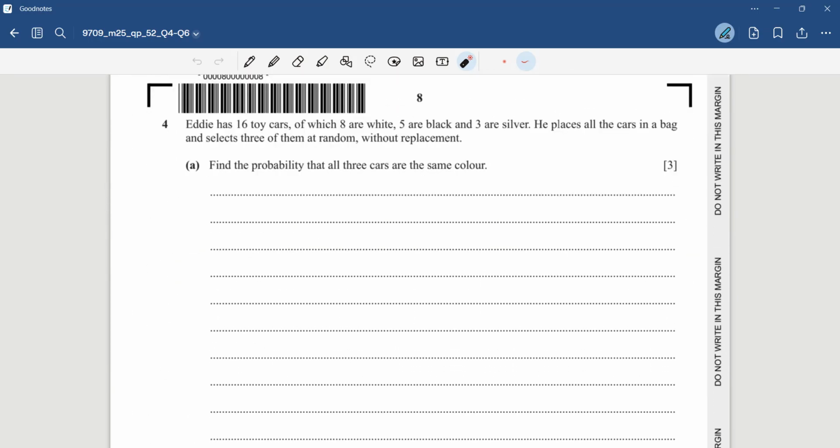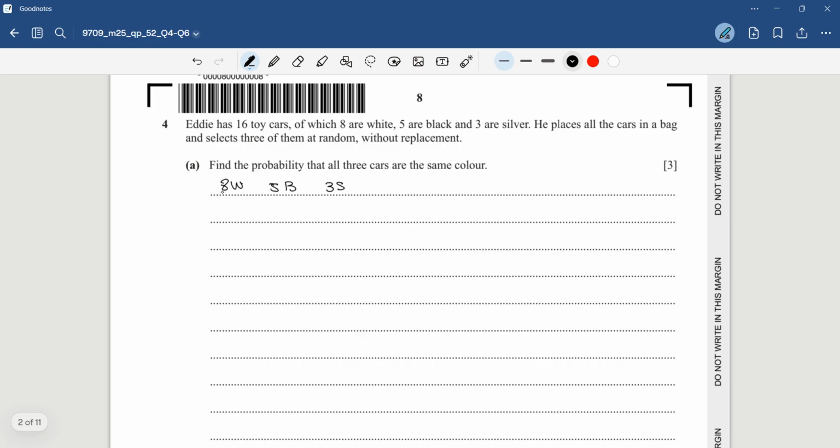Question number 4. Eddie has 14 toy cars, of which 8 are white. So I just write here what the things are: 8 white cars, 5 black, and 3 silver. He placed all the cars in a bag and he selects 3 at random without replacement. So take note, it is without replacement. Find the probability that all 3 cars are the same color.